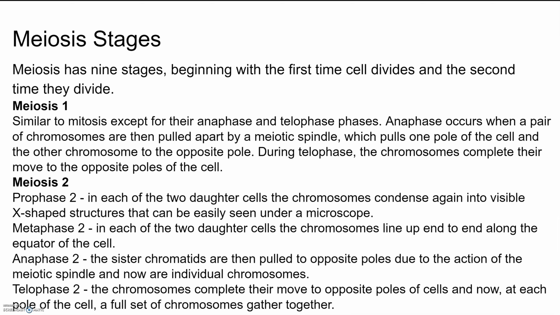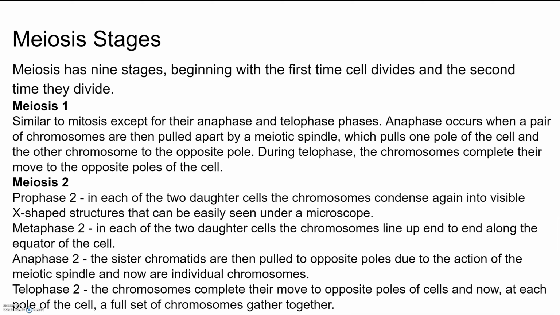Meiosis 1. Similar to mitosis except for the anaphase and telophase. Anaphase occurs when a pair of chromosomes are pulled apart by a meiotic spindle, which pulls one chromosome to one pole of the cell and the other chromosome to the opposite pole. During telophase, the chromosomes complete their move to the opposite poles of the cell.